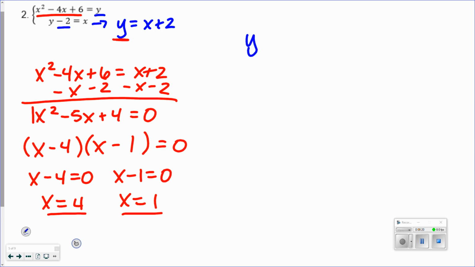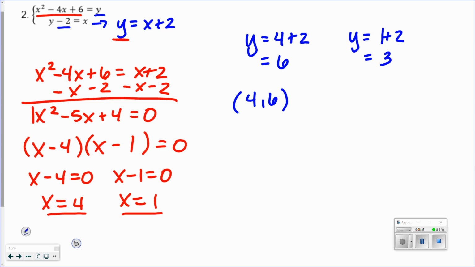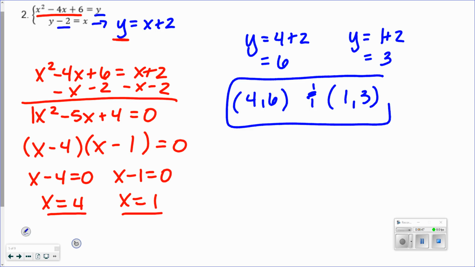So you should get that the first y is 6, the second is 3, so we have two solutions. So you get that the first solution is 4, 6, and the second one is 1, 3. You should check them, but just for the sake of time, I know it works, and I don't want to waste a bunch of time in the video. So, all right, let's move on to the next one.